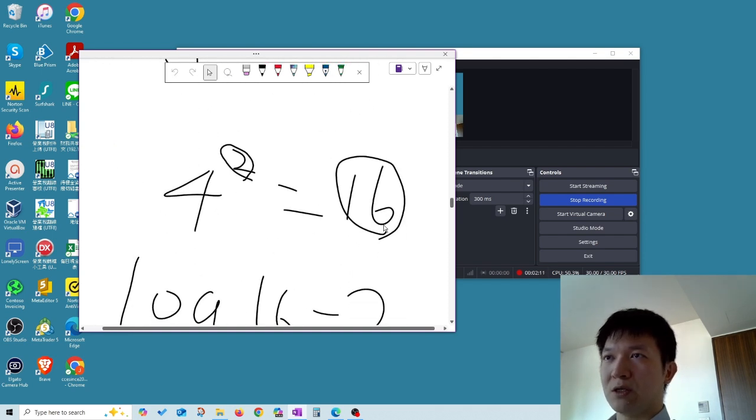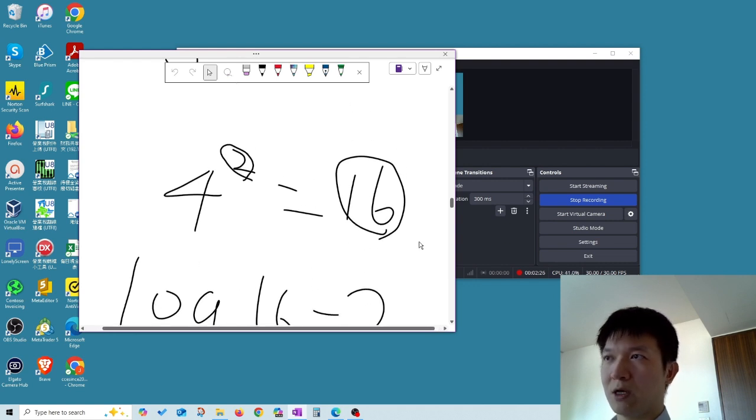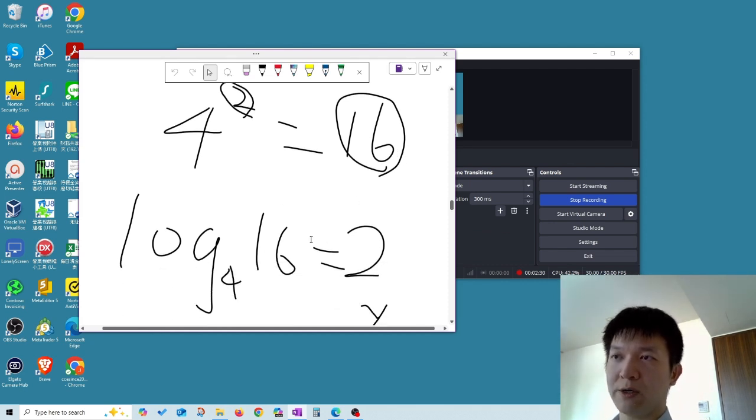Okay, let's do another one. 4 to the power of 2 equals 16. How are you going to rewrite that? Where is our base? The first thing is to get the base. Log base 4, and the result was our y, and it becomes our x. So we put it right here, and that equals 2. That makes sense.